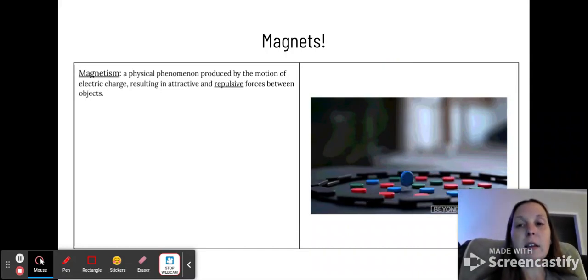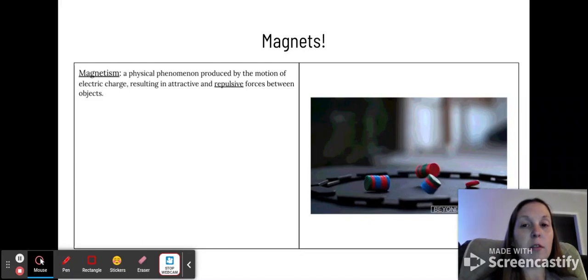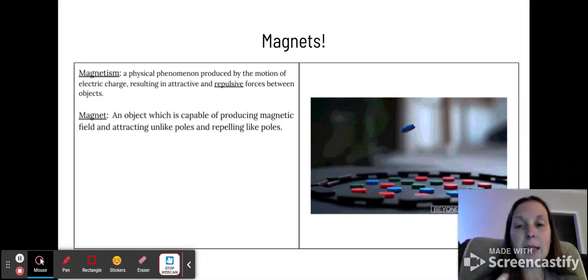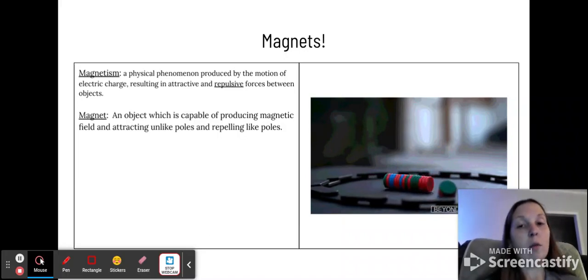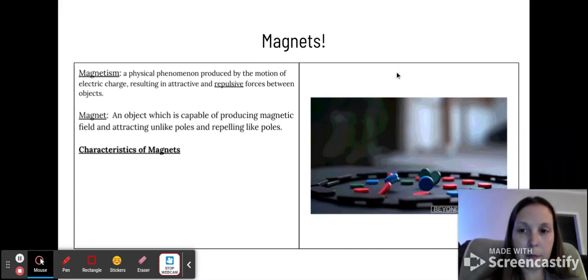So magnetism is a physical phenomena produced by the motion of electric charge, and it results in the attractive and repulsive forces between objects. And a magnet itself is an object that is capable of producing a magnetic field. So it's capable of those attractions and repulsions. And it attracts unlike poles while repelling like poles.